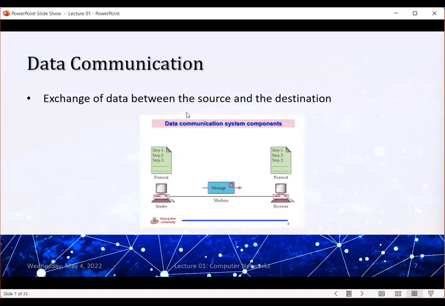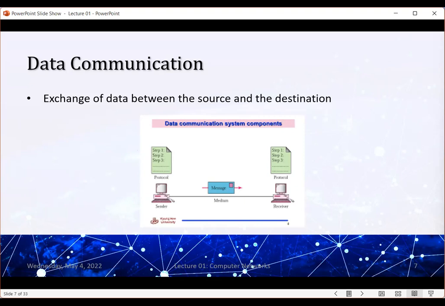Let's see first data communication. What do we mean by data communication? Now let's forget about the data. What do we mean by communication? What do we mean by communication? Let's say I'm talking to you, right? I'm talking to you. It's a communication.